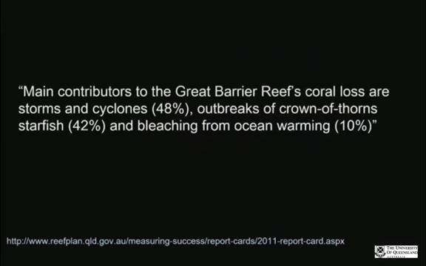And if you look at this, now from the Queensland government statement, the main contributors to the Great Barrier Reef's coral loss are storms and cyclones, nearly 50%, outbreaks of crown of thorns starfish, 42%, and then bleaching from ocean warming. So quite clearly, the crown of thorns linked to the nutrients are accounting for about half of the coral deaths.